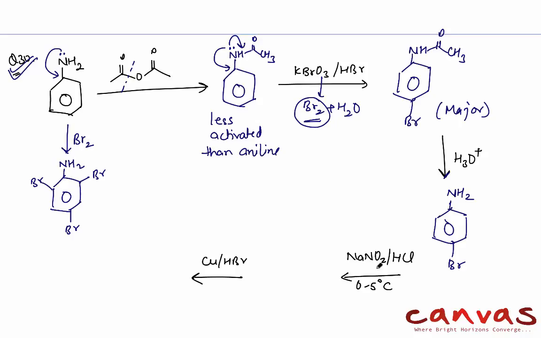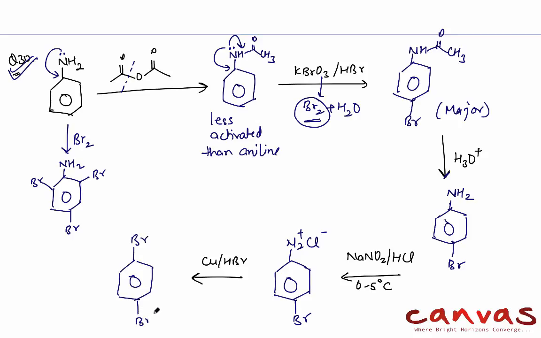Now next is the NaNO2, HCl, 0 to 5 degrees Celsius. We know it is diazonium salt formation. So we have this N2 positive, Cl negative. Here we have this bromine and CuBr. So obviously it is going to form Br here. So the answer will be the second option, B option.